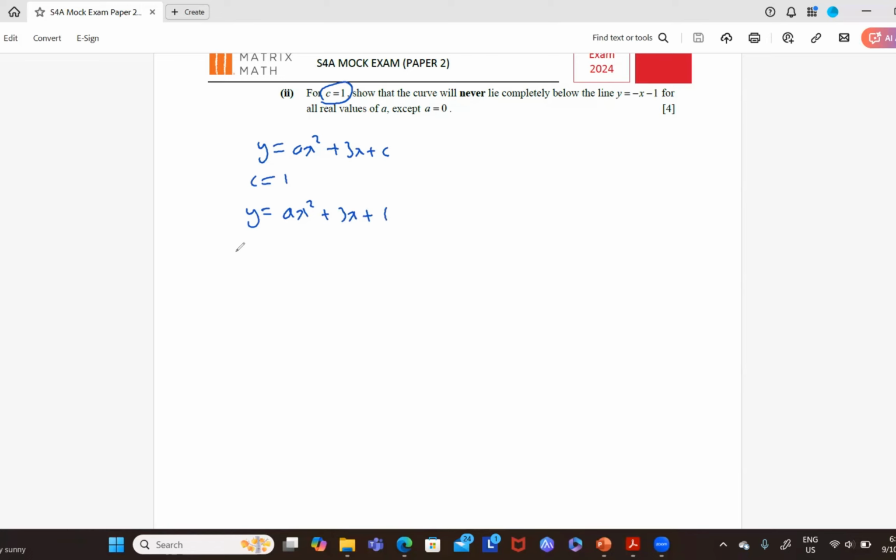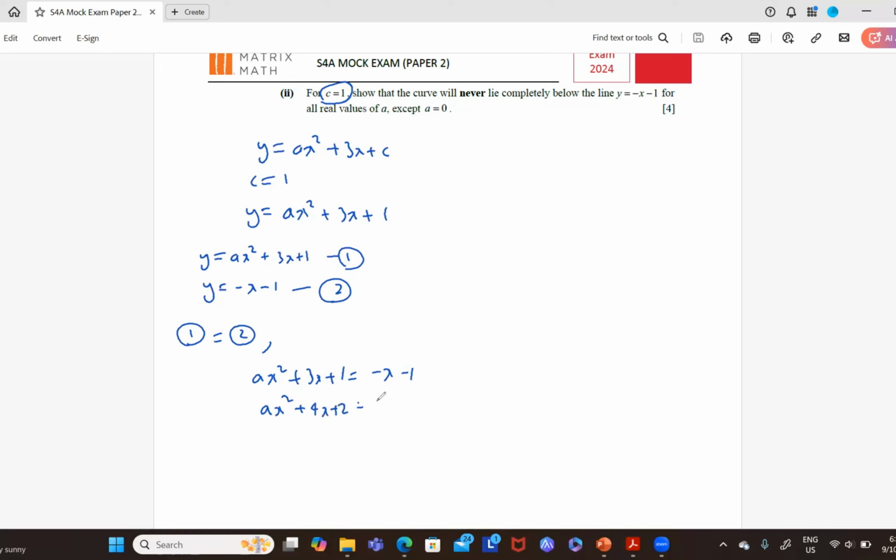Okay, you will do a simultaneous equation of this and the linear line minus x minus 1. So ax squared plus 3x plus 1 equals minus x minus 1. So rework this equation, you'll get ax squared plus 4x plus 2 equals 0.